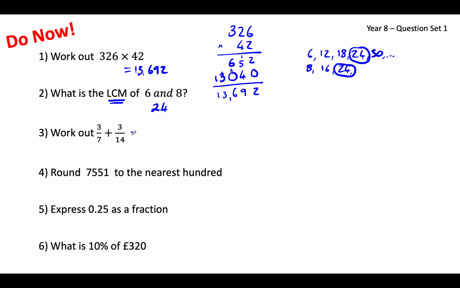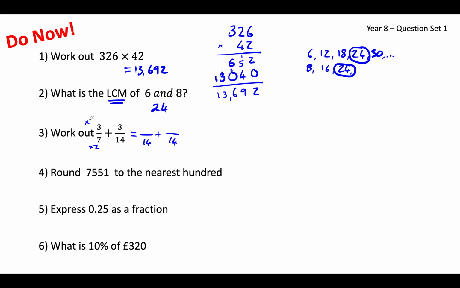Right, add these two fractions together. Now, if you're adding fractions or subtracting, you must have the same denominators. Now, I don't have the same denominators, but look, on here, that's 7 and that's 14. That 7 could be changed quite easily to become 14. I could times it by 2, couldn't I? And then I would have 14. And the denominators would match.